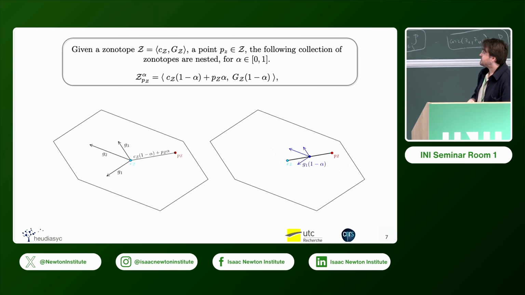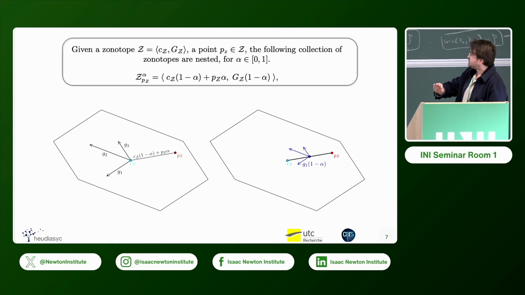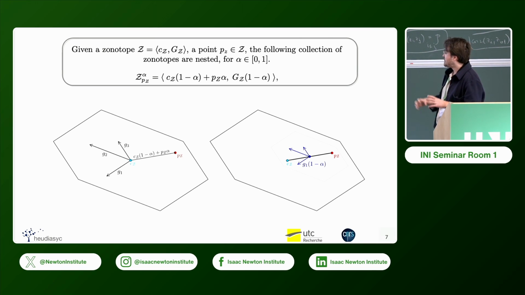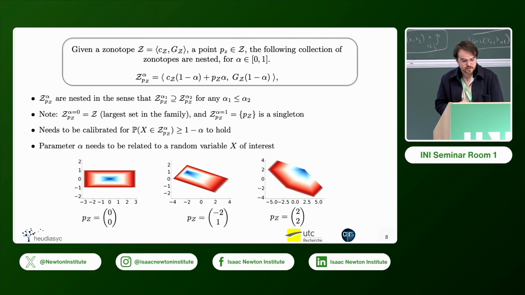Then the nested collection of sets is defined as thus. It's fairly simple. You take one of these zonotopes, and then you take a point pz within that zonotope, and the family of sets is just defined as a linear combination between the point and the zonotope. Essentially, as you vary alpha, the center of the zonotope moves on a line from the original center to pz, and the generator matrix, the zonotope, is just scaled linearly with alpha. This way you get quite a nice family of nested sets.